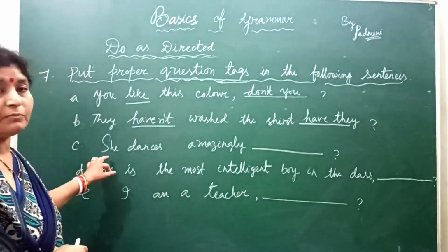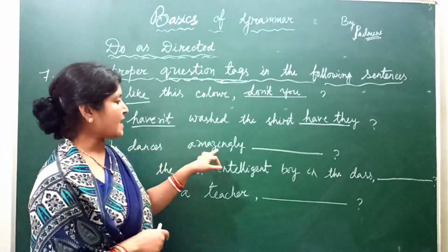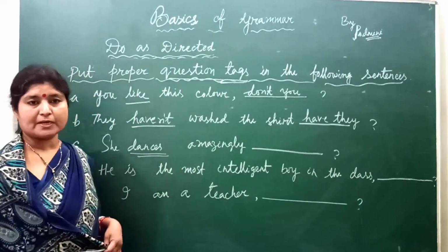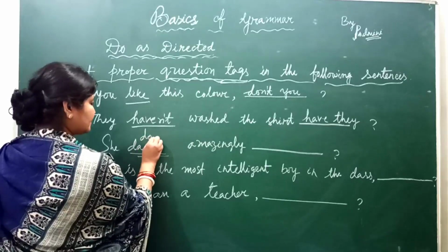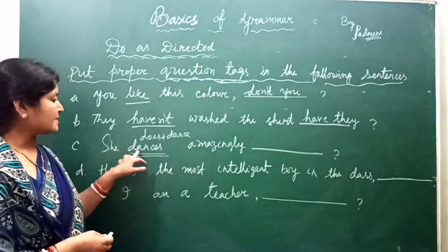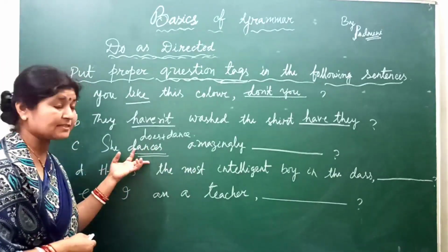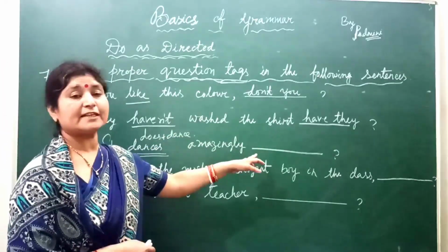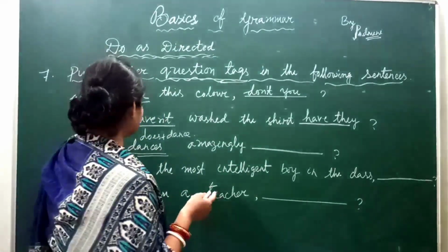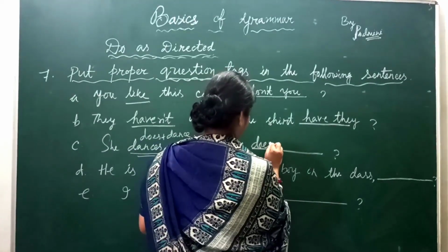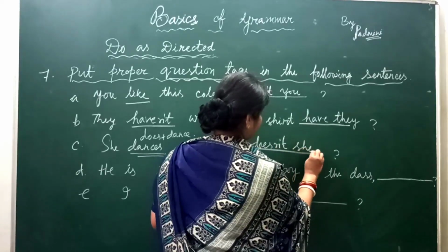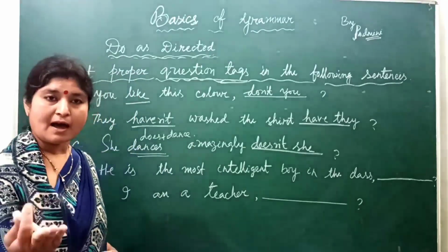Okay. Then we come to the third one. She dances amazingly. Dances is also a simple present. So what we will do? Does plus dance. She does dance amazingly. So the sentence is positive. So what will be the question tag? It must be negative. So what will be the answer? Does not she. Does not she will be the answer.